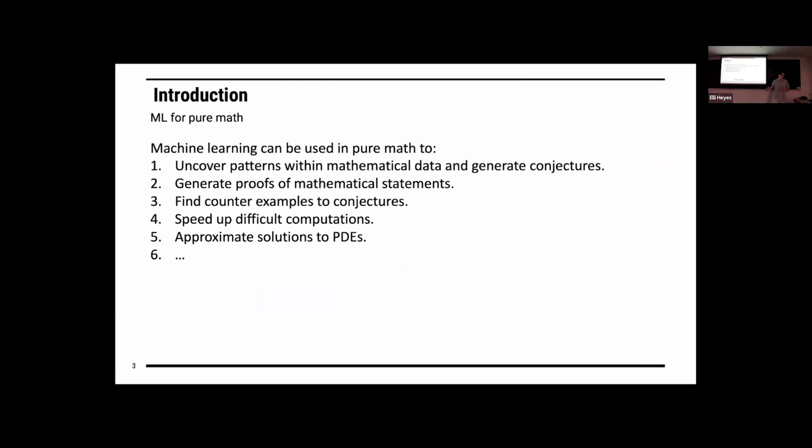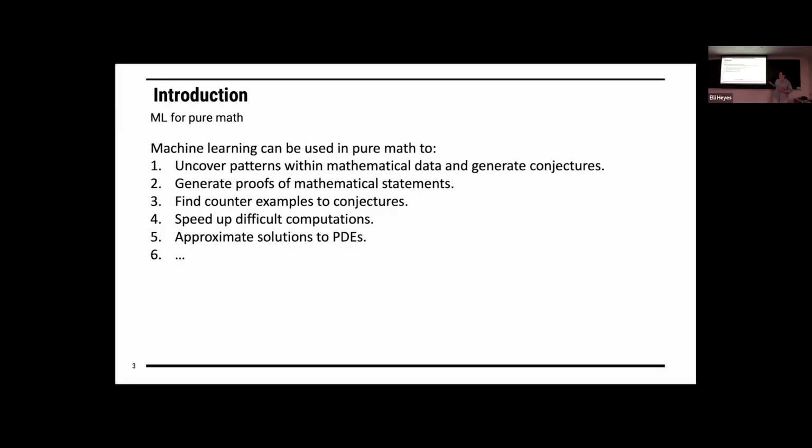So to start off, as a motivational speech of why we should be using AI in pure math. Pure math is obviously about finding patterns, coming up with conjectures, and then proving these statements. Machine learning is obviously very good at picking up patterns within data, so it makes sense for us to use these techniques to look for patterns within mathematical data, and help us formulate conjectures. There's also a lot of work being done at the moment on formulating proofs of mathematical statements.